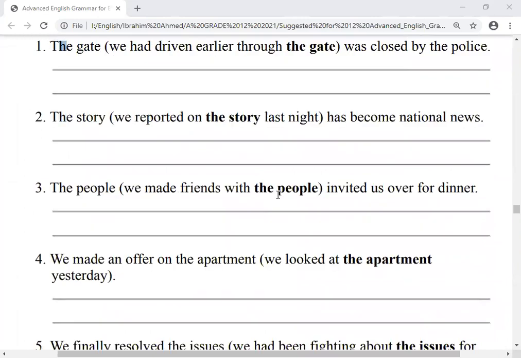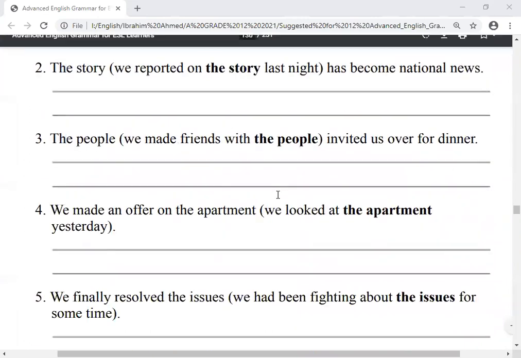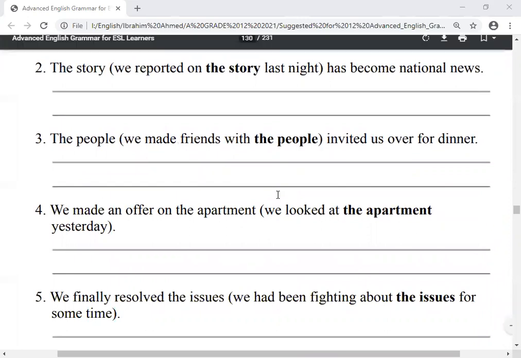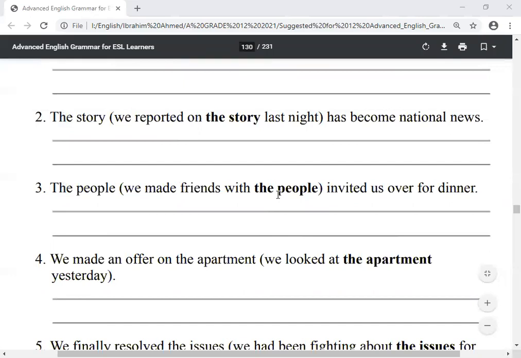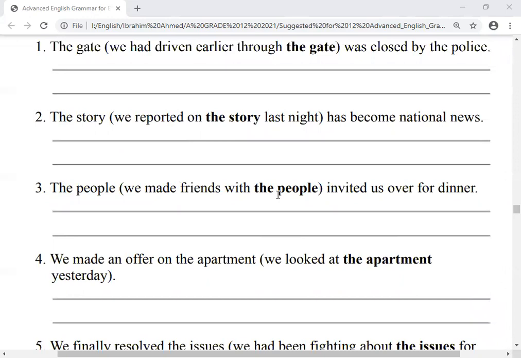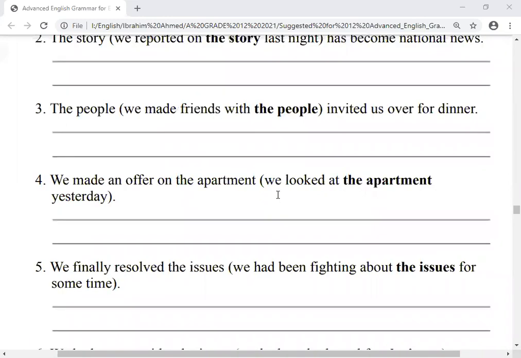Number 2, who can do it? Mirna, can you do number 2? The story on which we reported last night has become national news, and the story which we reported on last night has become national news. Okay, it's better to put "on" after "reported." We reported on last night, right? Okay, yes. No problem, thank you very much.